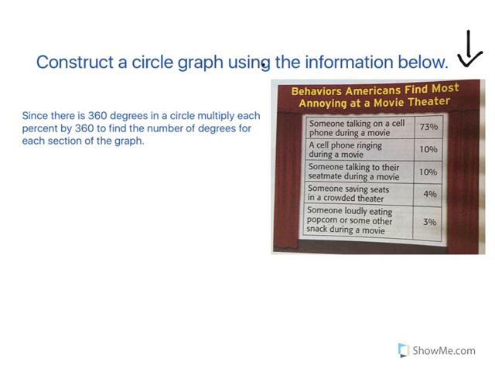Obviously we can see that talking on a cell phone is the behavior Americans find most annoying in a movie theater. I kind of agree with that as well. Now we have to create a circle graph from this.